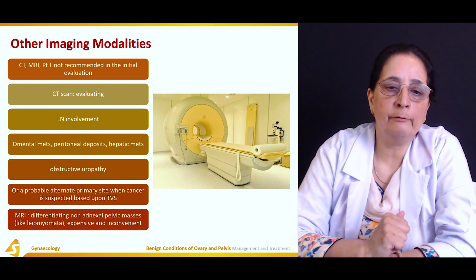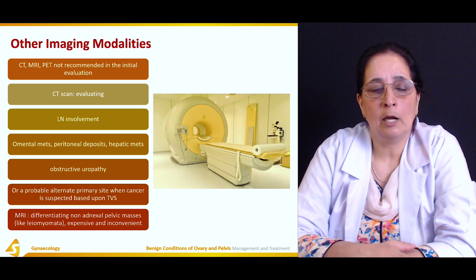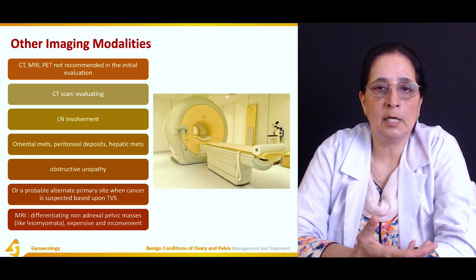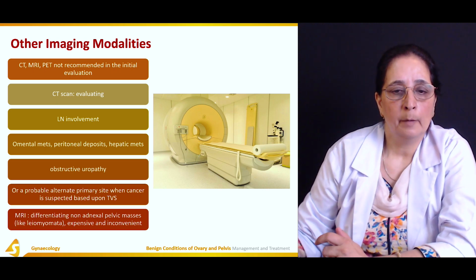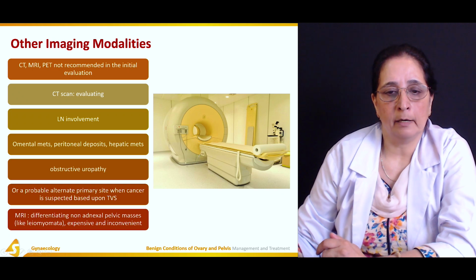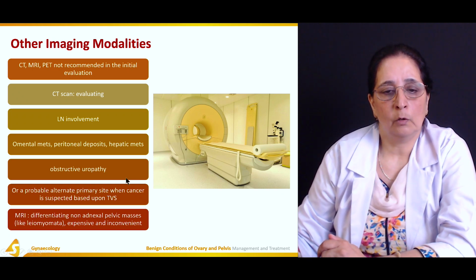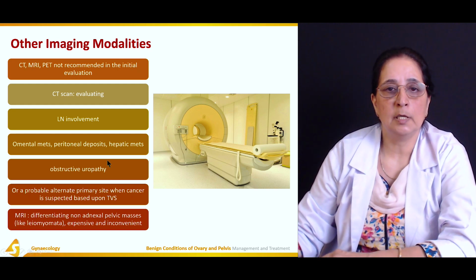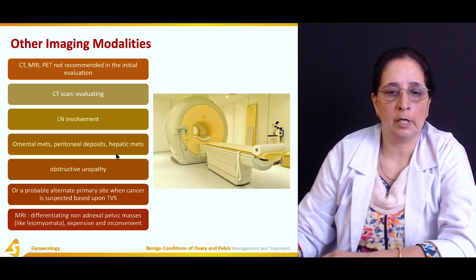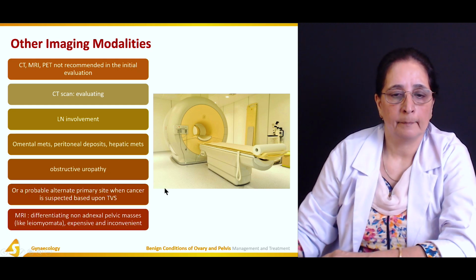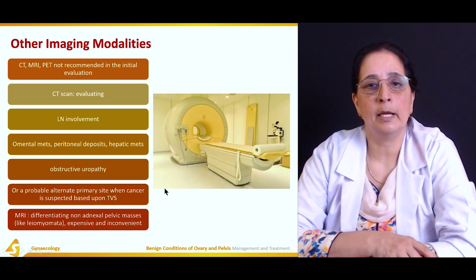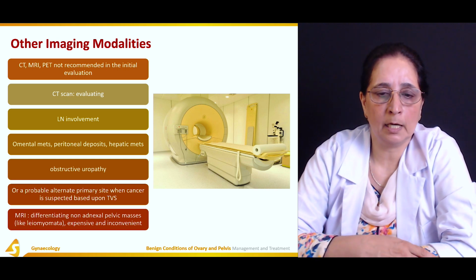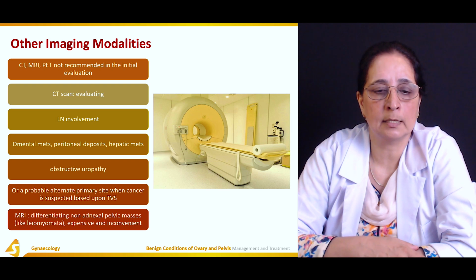Then assessment of lymph node involvement is important, and also the assessment of whether the disease or tumor has metastasized to the omentum, peritoneum, or the liver. Here, hepatic metastasis and obstructive uropathy, if there is any obstruction to the urinary system or urinary output, can all be tested. Then usually MRI is used for differentiating other types of non-adnexal pelvic masses, like myomata.